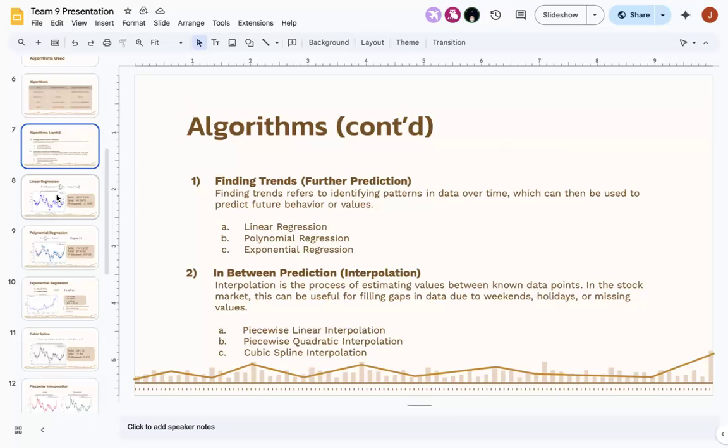And for finding the trends, we started with implementing the linear regression, polynomial regression, and exponential regression. And for the in-between prediction interpolation, we started implementing the piecewise linear interpolation, piecewise quadratic, and the cubic spline interpolation.